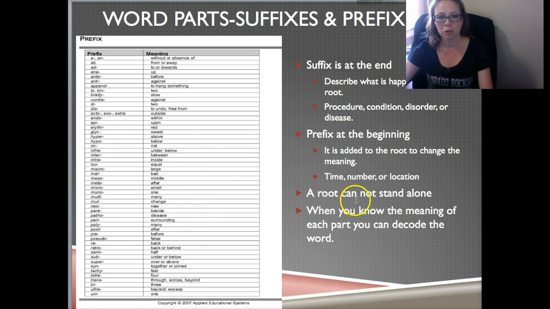And remember, a root can't stand alone. If I give you a word and you don't understand what that word means, if you break that apart using your medical terminology knowledge, then you can understand what you're talking about.